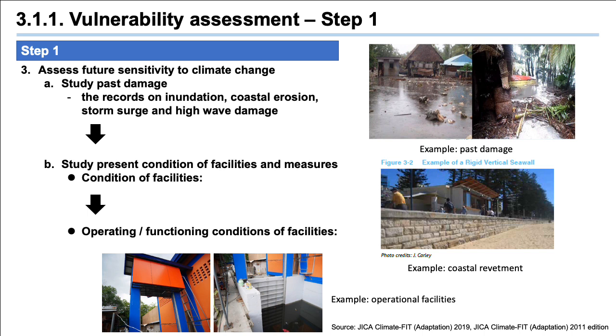So 3B is to study present condition of facility and measures. As for condition of facilities, we have to assess the present conditions of facility based on the design condition, bearing capacity, and the maintenance condition through inventory surveys and review of documents such as reports and drawings for coastal structures in the target coastal area.